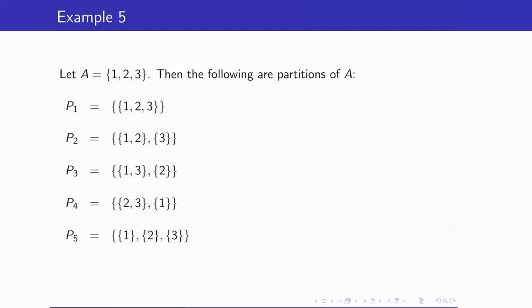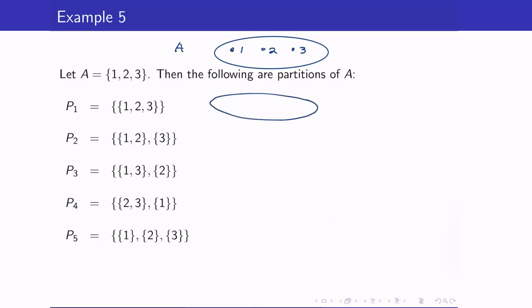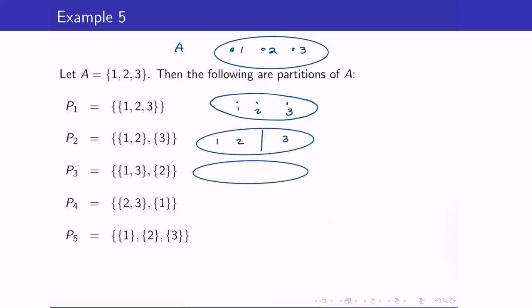So the following are partitions of the set A containing 1, 2, 3. So let me first draw A here. My A contains the elements 1, 2, and 3. Now, partition 1, we only have one element in the partition, and that is actually the set A already. For the second one, we divide it as {1, 2} and then {3}. For partition 3, we divided it as {1, 3} and then {2}. For partition 4, we had {2, 3} and then {1}.